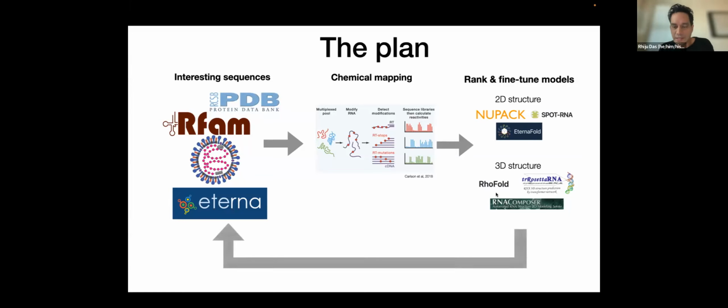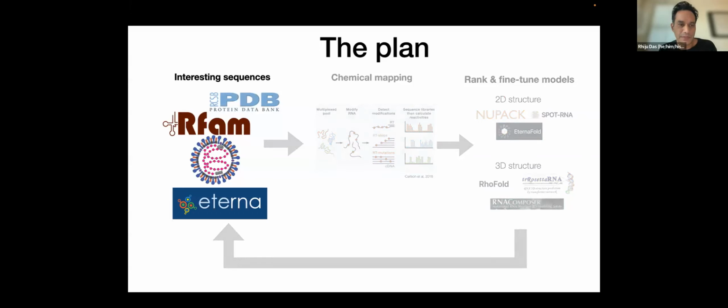And then if that isn't enough, then hopefully you can then use these updated algorithms to go and search genomes to look for other families of interesting RNAs. And maybe you'll get another 1 million, and then you can go through the cycle again. So that was the hope. And I'm going to tell you about some progress in each of these steps. So I'm going to start with the sources of interesting sequences.